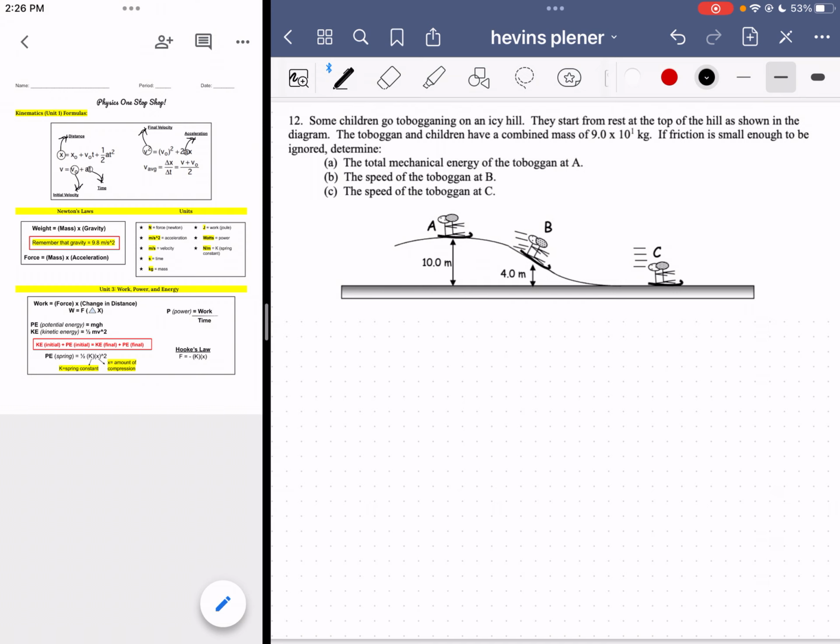Pull up your one-stop shop, pull up your worksheet and a separate piece of paper. Don't get in trouble from Mr. Music. Let's start. So let's read the problem.